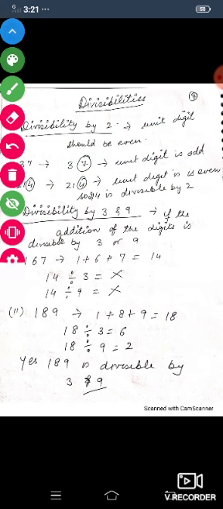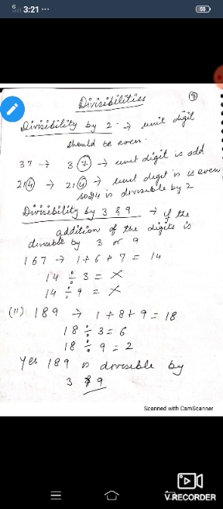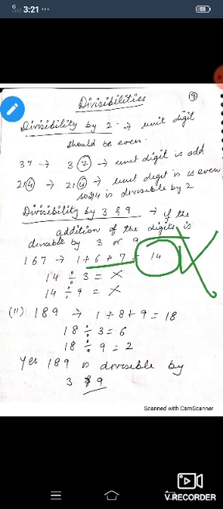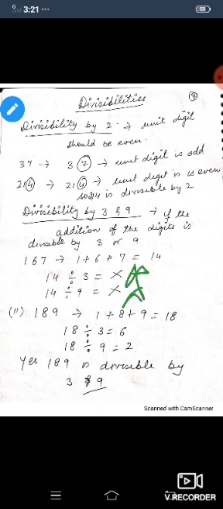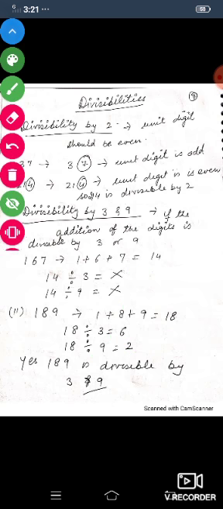Divisibility by 3 and 9. If we add up the digits of the number and the sum is divisible by 3 or 9, then the number is divisible. For example, I have taken the number 167. After adding, I got 14, but 14 is neither divisible by 3 nor by 9. Then I have taken another number, 189. After addition, I got 18. 18 is divisible by 3 and 9. So this number is divisible by 3 and 9.